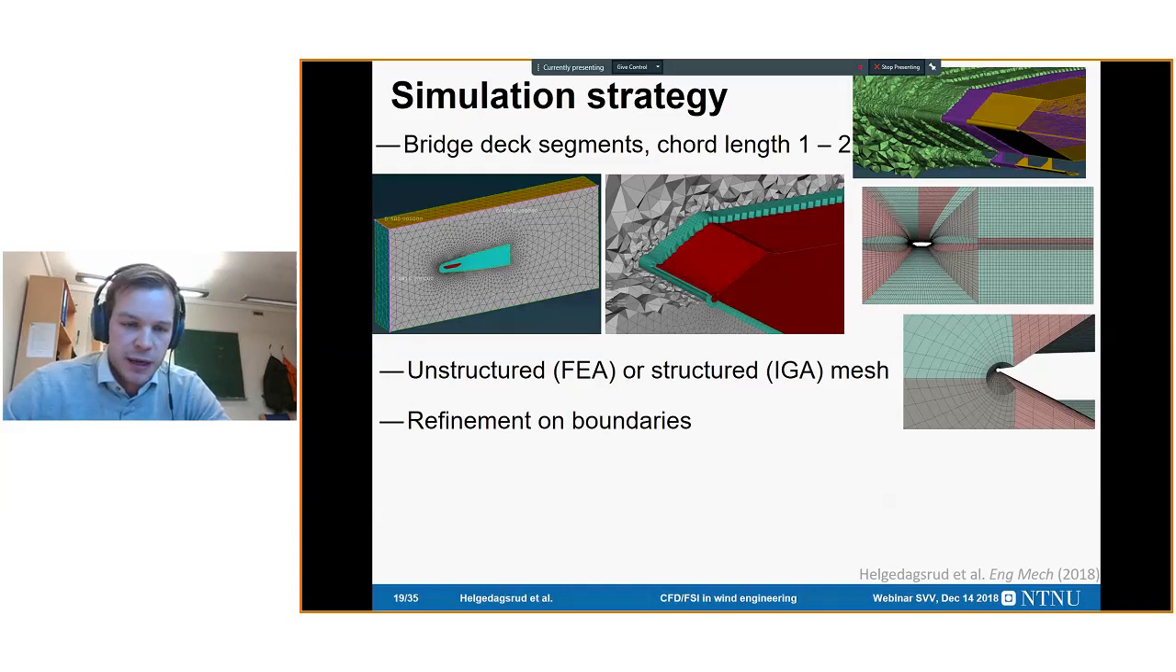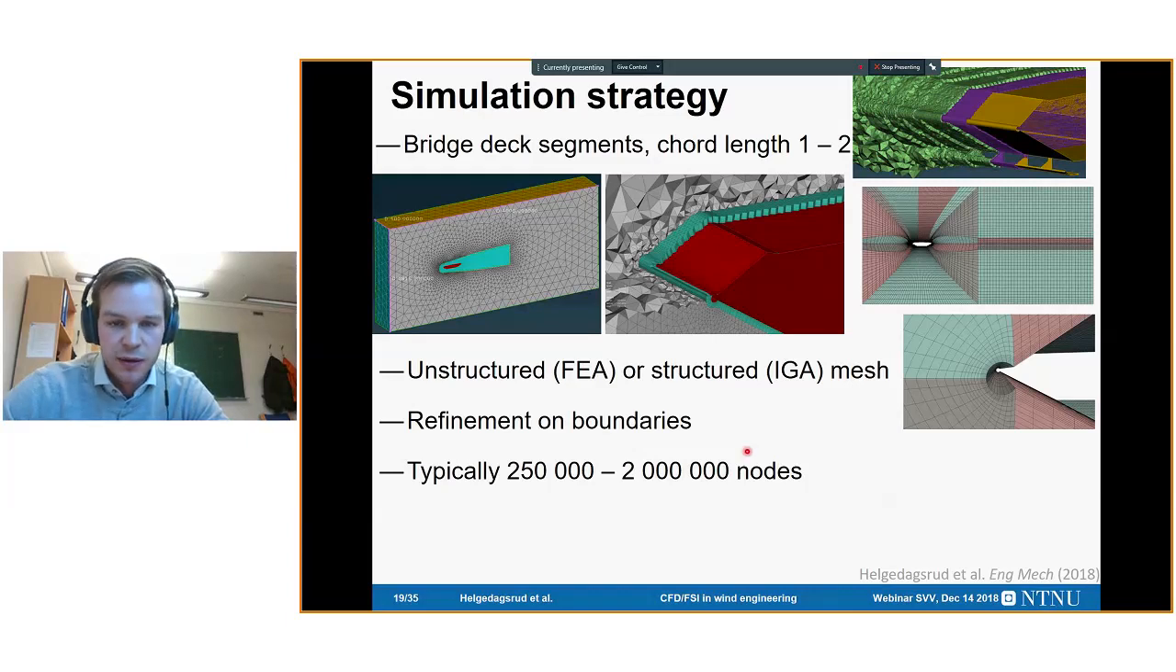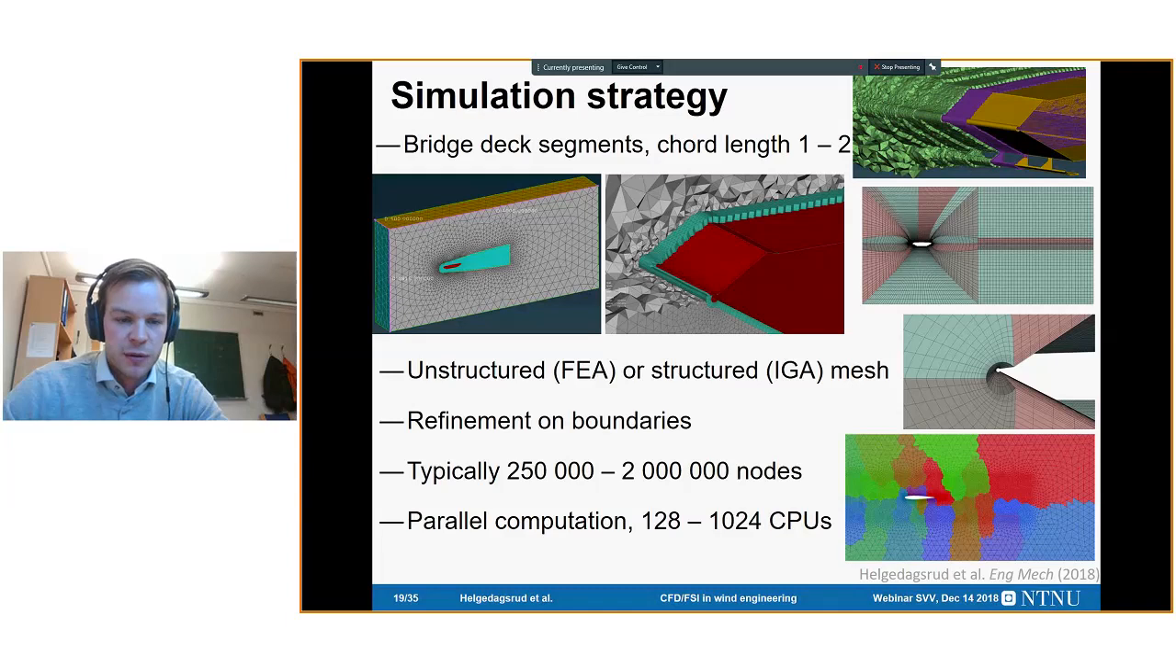And yeah, we typically have like 1 million nodes. We can have a few less with the IGA. But anyway, efficient computation requires some parallelization. So we typically decompose the problem to 500 sub-problems and distribute them to CPUs on the supercomputers. So the mapping may look like this. Yeah, so this is the typical mesh.